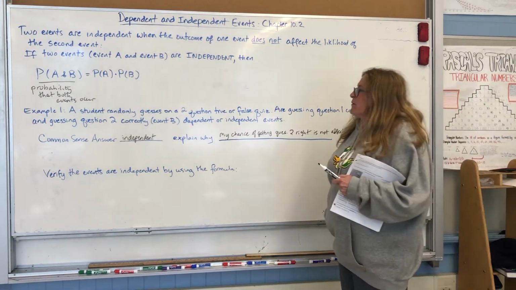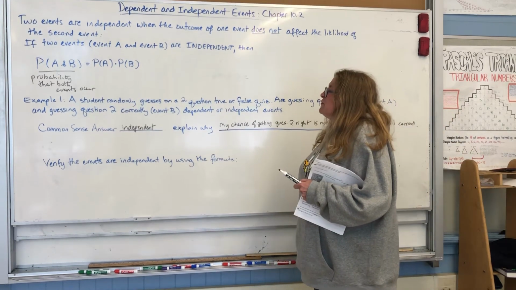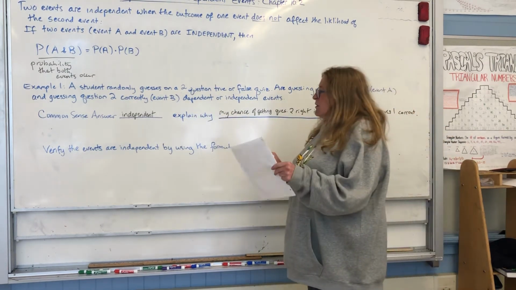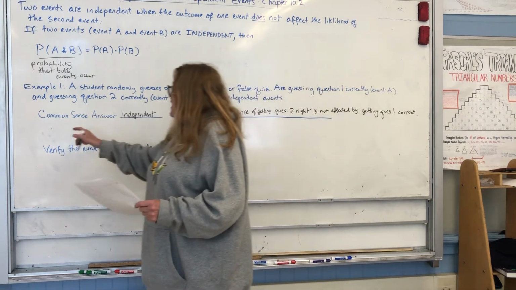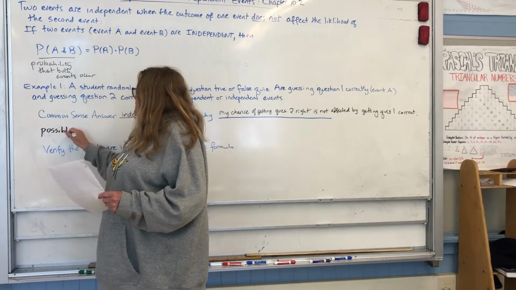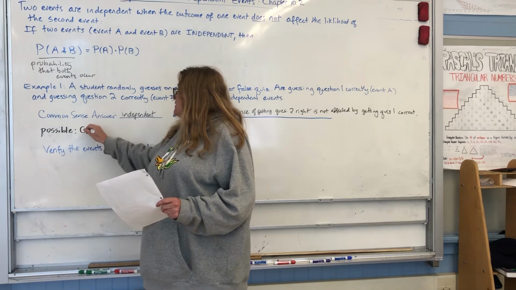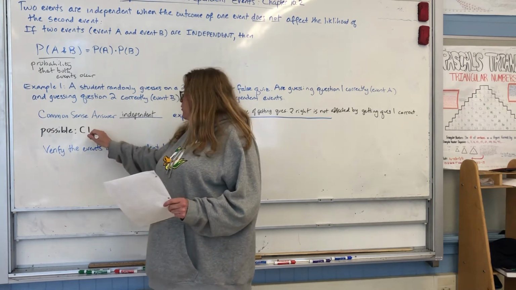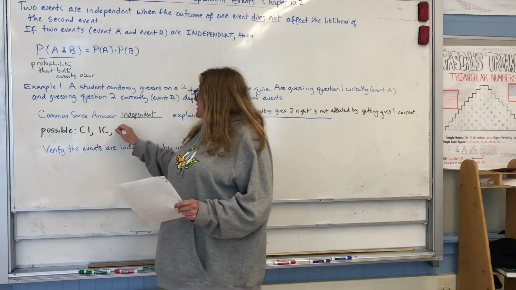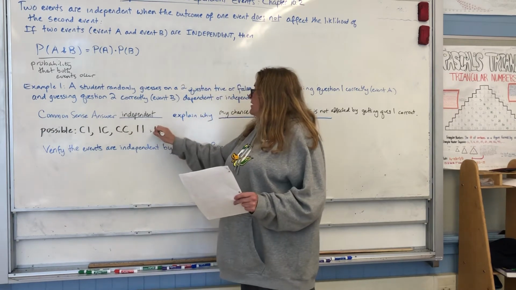Okay, so let's use our formula to determine or prove that we were right with our common sense. What I want to do first is write out the possible outcomes, the possible ways that the student could have guessed the questions. Well, the student could have guessed the first one correct and the second one incorrect, right? Or they could have guessed the first one incorrect and the second one correct. Or they could have gotten both of them correct or both of them incorrect, right? Those are 4 possible outcomes.